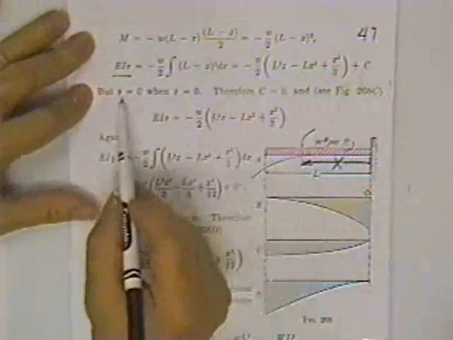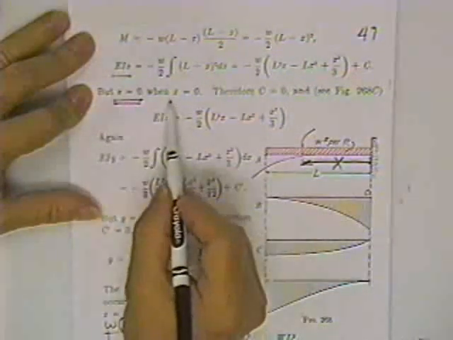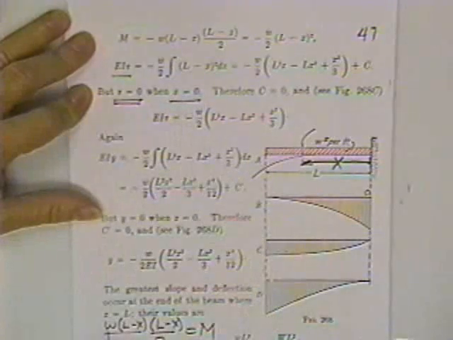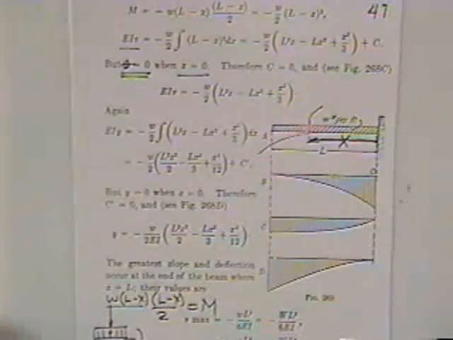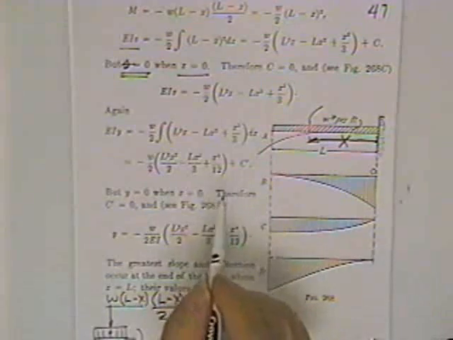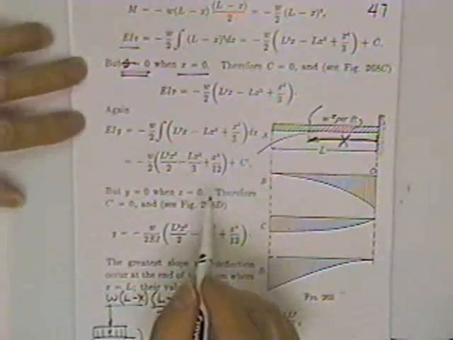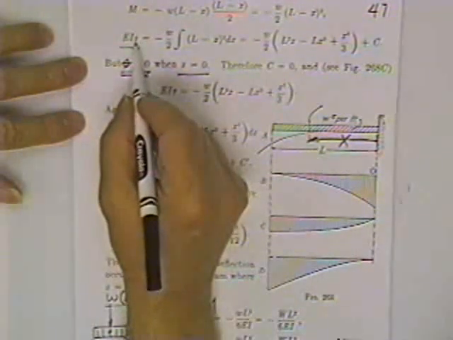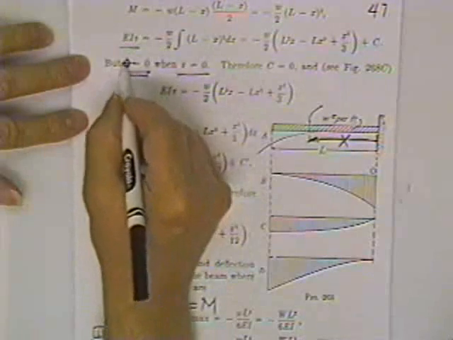Now to get rid of that, he has to know something. And he says, you know what? I know that when X is 0, the shear is 0. Happened there, we had a little discussion. It's symbology. You look at this and you think he's talking about the shear. You're not talking about the shear. He's talking about the slope of the beam.